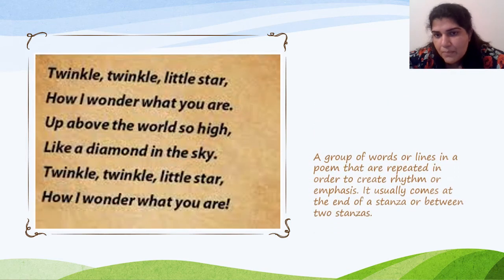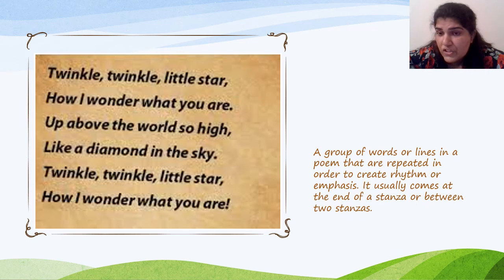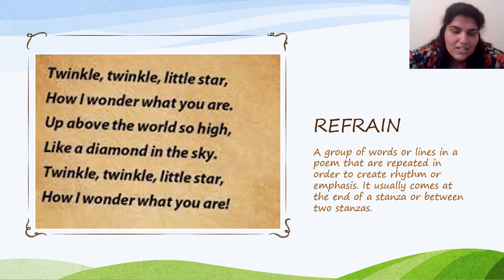So here in this poem, which figure of speech is used? Refrain. "You can't be that." A refrain is a group of words or lines in a poem that are repeated in order to create rhythm or emphasis. So "You can't be that" is repeated again and again in the poem. So this figure of speech is used in the poem to create rhythm and emphasis on a particular topic in the lines.